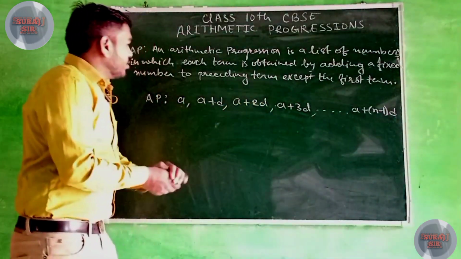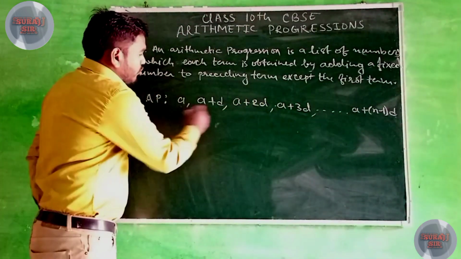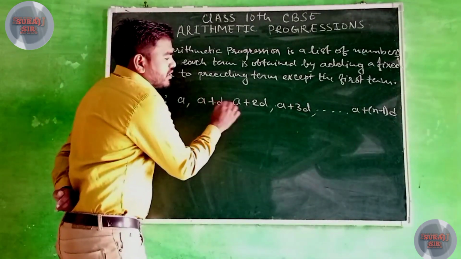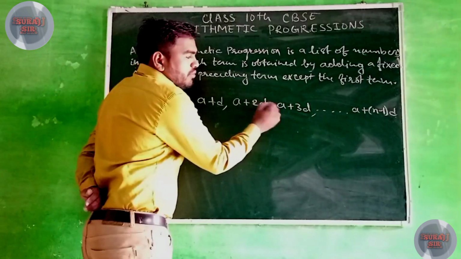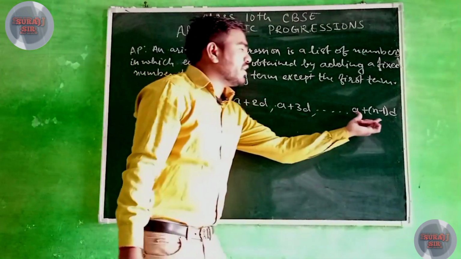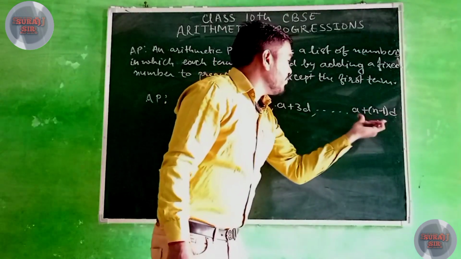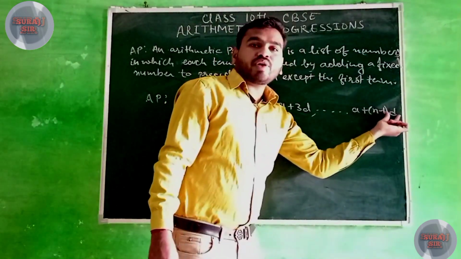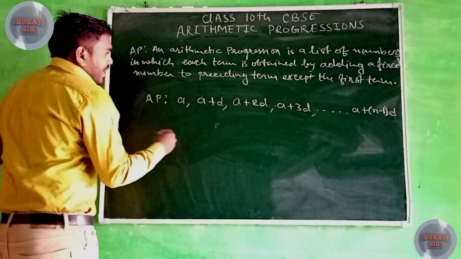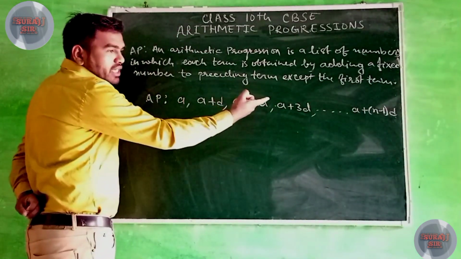Okay, look in the AP. For the second term, it is A plus D. For the third term, A plus 2D. For the fourth term, A plus 3D. For the nth term, what will it be? A plus (n minus 1) into D. Right? So the formula for the nth term of an AP will be derived from here, beta.